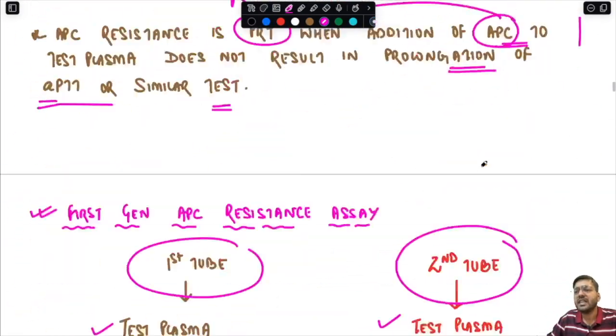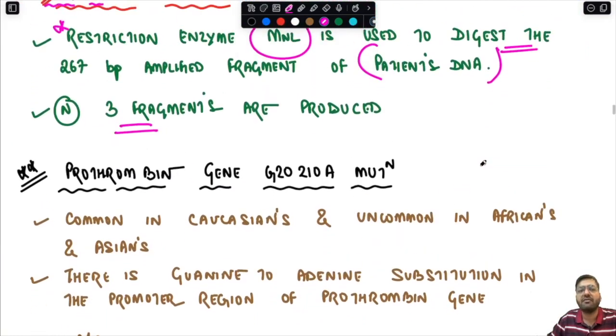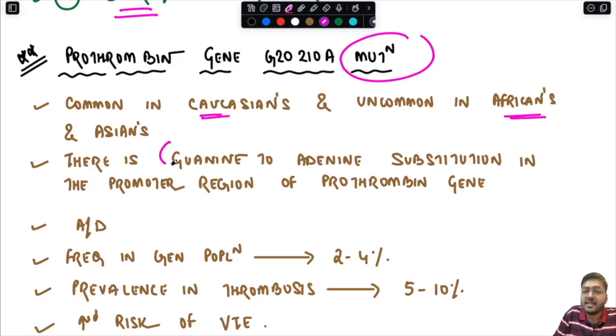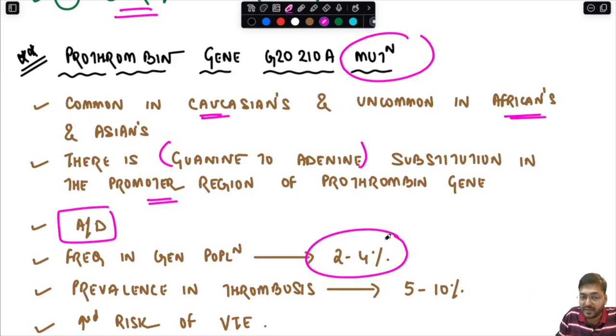Now the second important inherited thrombophilia is basically the prothrombin gene G20210A mutation. First of all, this particular inherited thrombophilia is common in Caucasians and uncommon in Africans and Asians. So over here, what is the pathogenesis? There is a guanine to adenine substitution in the promoter region of the prothrombin gene. Again, it is an autosomal dominant disorder. What is the frequency in the general population? 2 to 4%. And the prevalence in thrombosis is 5 to 10%.